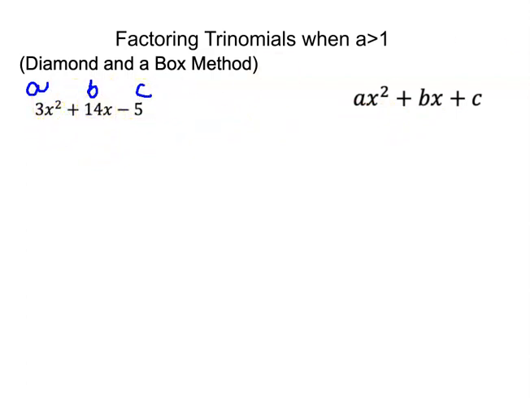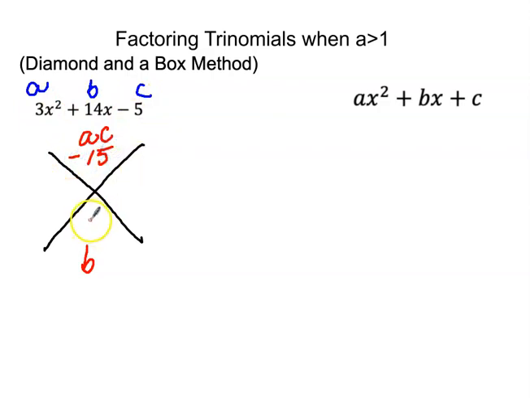So now the next step is I'm gonna draw a diamond, or an x, as some people call it. And on the top, we're gonna write A times C, and on the bottom comes B. So A times C, we have 3 times negative 5, which is minus 15. And on the bottom, we have B, which is 14.